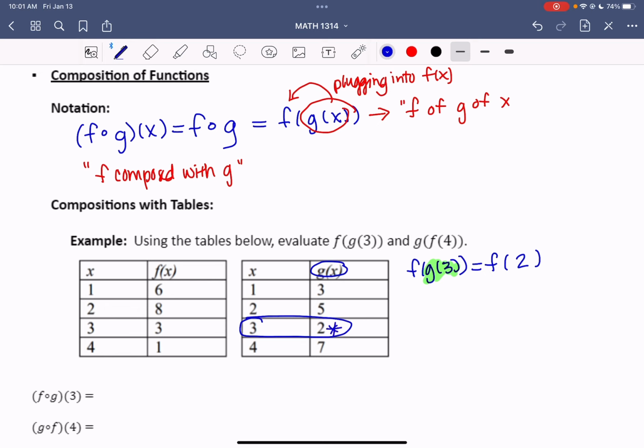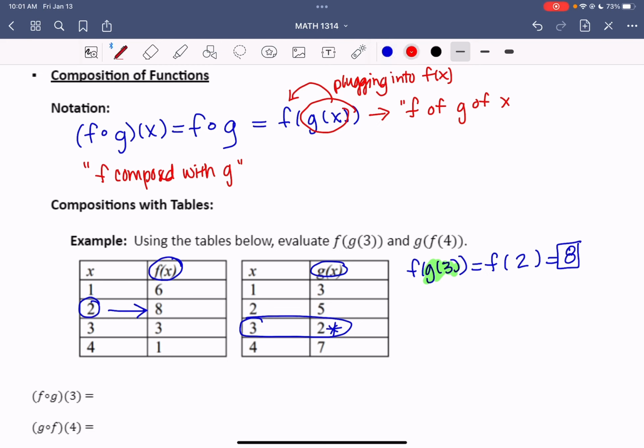And now I'm just looking at the f of 2 value. Now we know that notation from our function notation, so I'm going to come over here to my f table. I'm going to go to an x value of 2, and you can see that leads me to a y value of 8. And so you're working from the inside out. First, we started with our g table and went to the value of 3, found its y value, and then reevaluated it. Now I'm at f of 2, and that led me to the number 8.